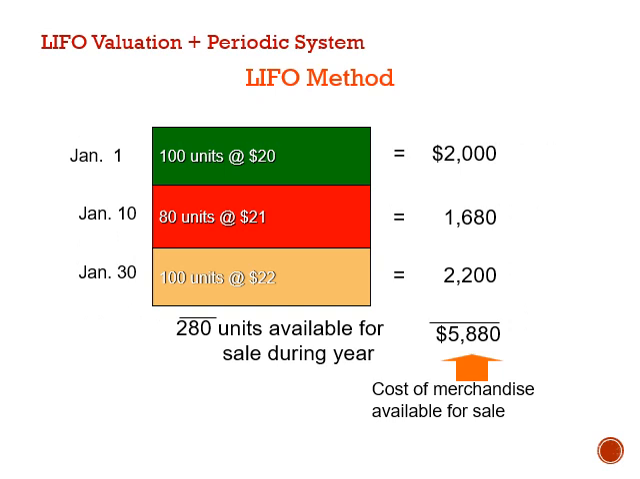When using LIFO, similar to FIFO, we first determine the ending balance, but before that, we already determined that the total goods available for sale for the period is 280 units with a total cost of $5,880.